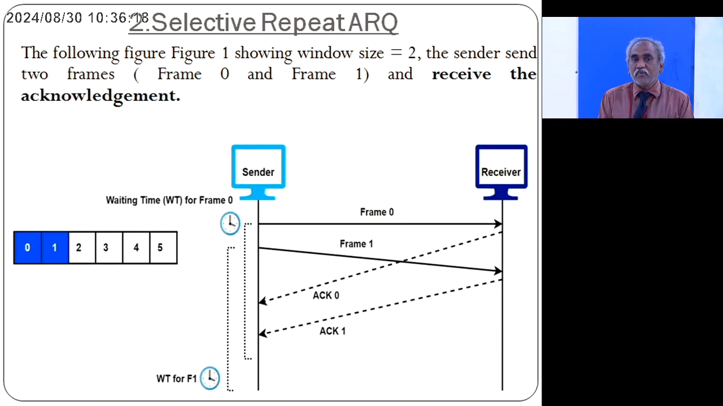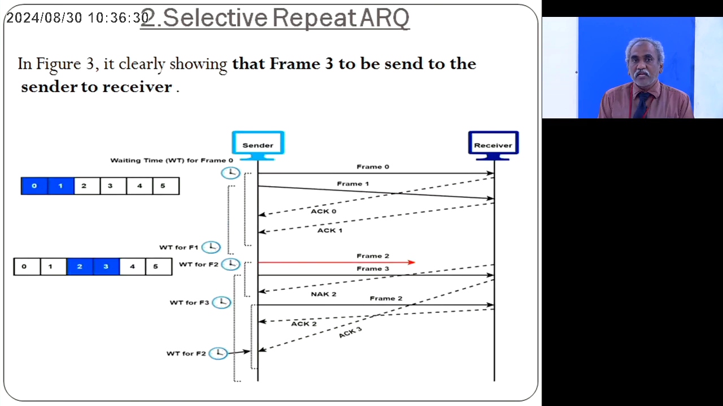In the second diagram, you see that the sender sent frame 0 and frame 1. The sender also receives ACK 0 and ACK 1, right? And you see that when the sender sends the second frame to the receiver, suppose it may be corrupted, lost or damaged, right? The sender sends only that frame, the second frame only, not all the frames, right?